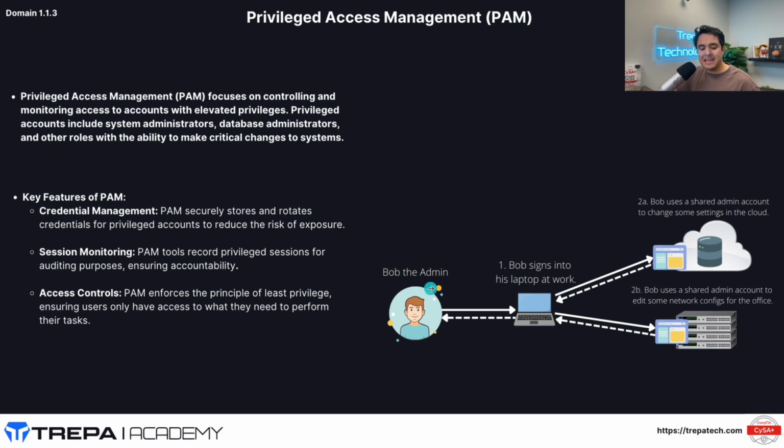So we could have Bob the admin that uses a shared admin account to edit some network configs and a shared admin account to change some settings in the cloud. Then we're going to have Alice the admin over here do the same thing, but with our PAM system, it's going to allow us to say, hey, we see that helpdesk@example.com reset a password that wasn't supposed to be reset for an already offboarded employee. So we have an incident on our hands. Well, that could be a problem if we didn't have privileged access management. Privileged access management lets us monitor.